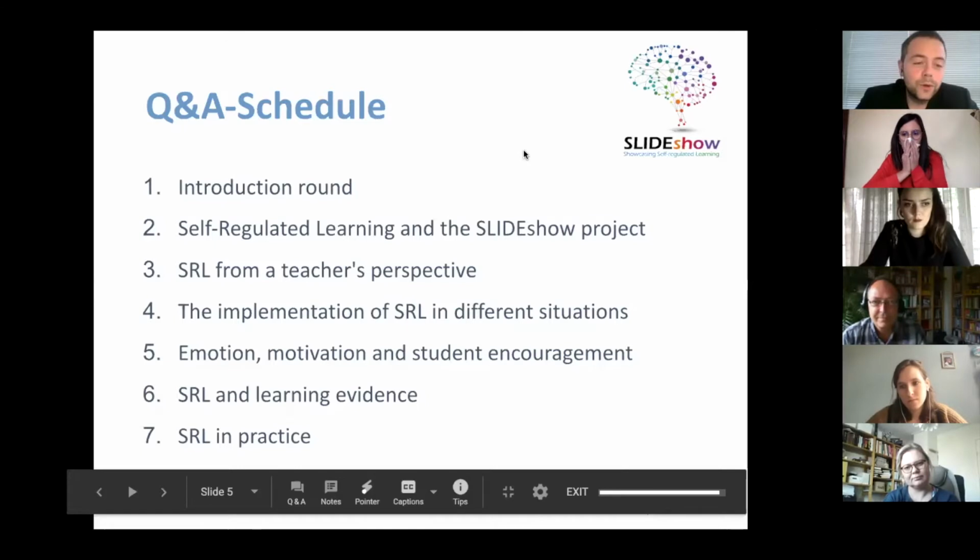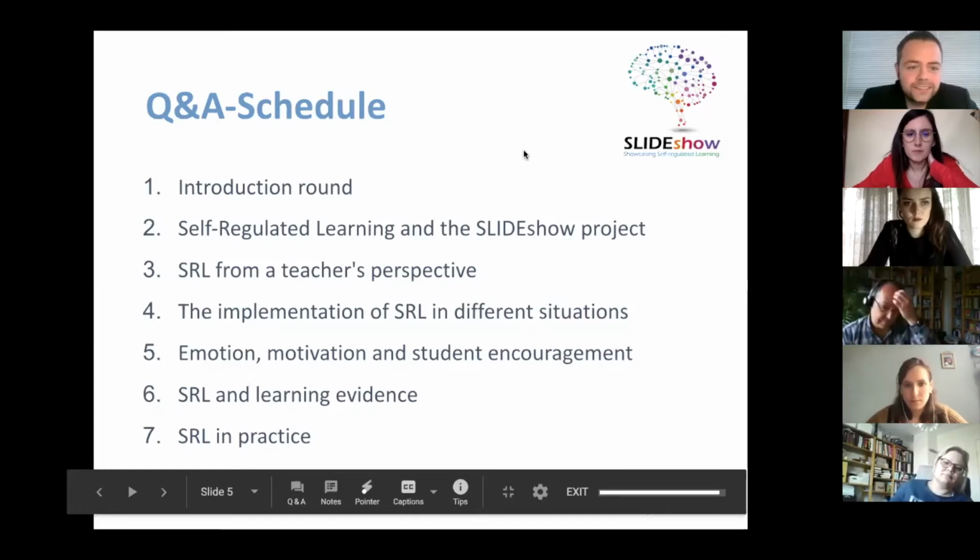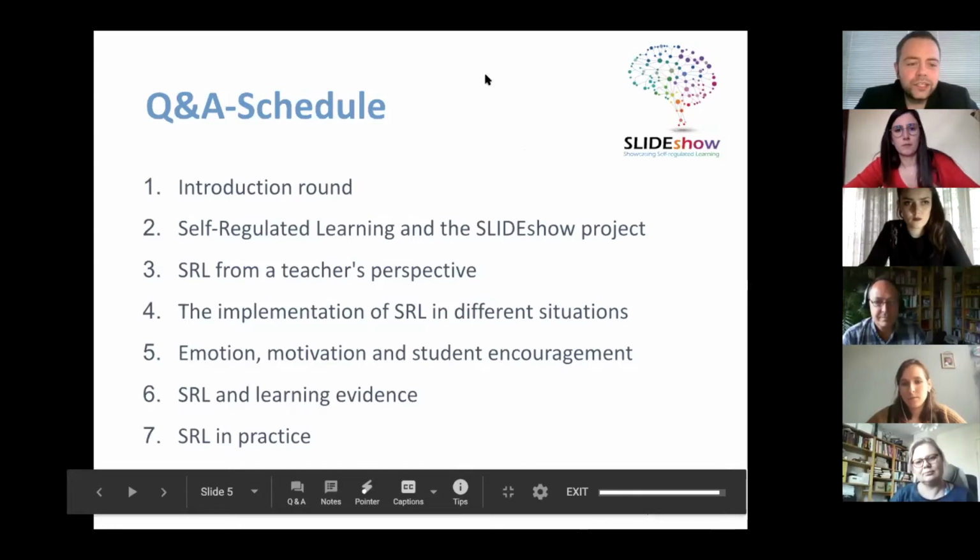Then we will talk about self-regulated learning from a teacher's perspective. And we will continue with the implementation of self-regulated learning in different contexts. Then a question which was asked by you quite a lot is how we can motivate our students. So we will continue with the topic emotions, motivation, and student encouragement. And we will then go on to talking about SRL and learning evidence. So how can we measure the efforts of our students? And we will end with SRL in practice.